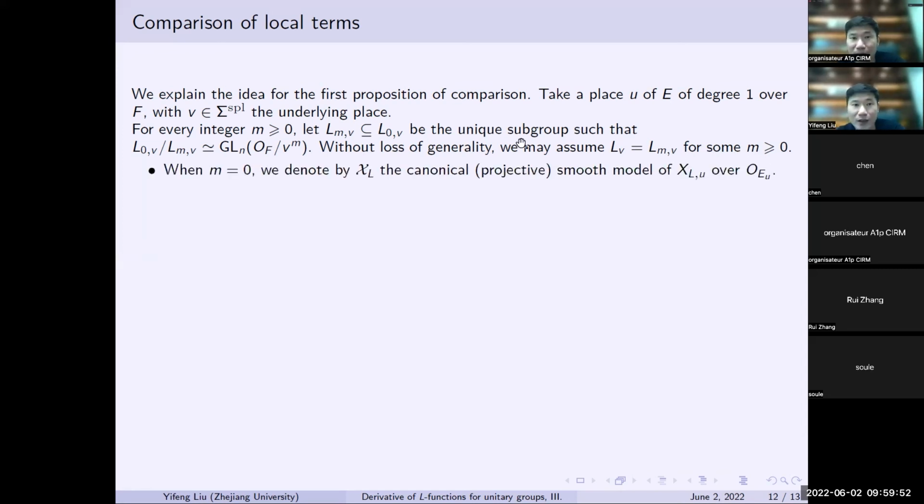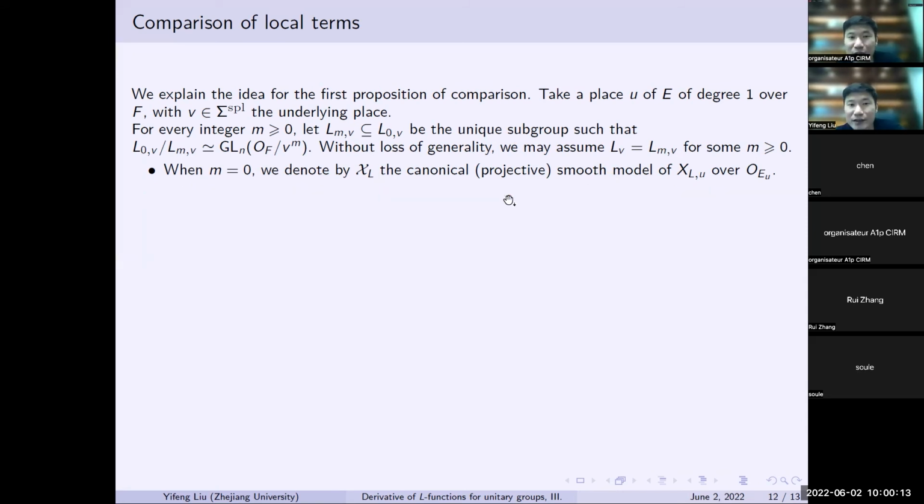Okay, so when m is large enough, this Shimura variety X_L has a canonical projective smooth model, which I denote by curly X_L. Okay, there is a canonical smooth model.